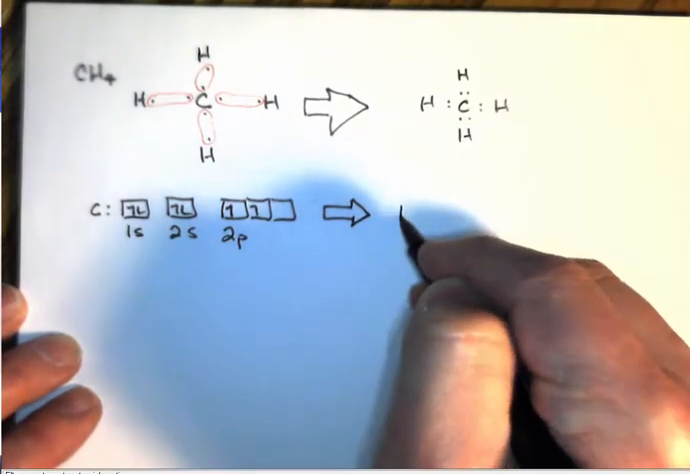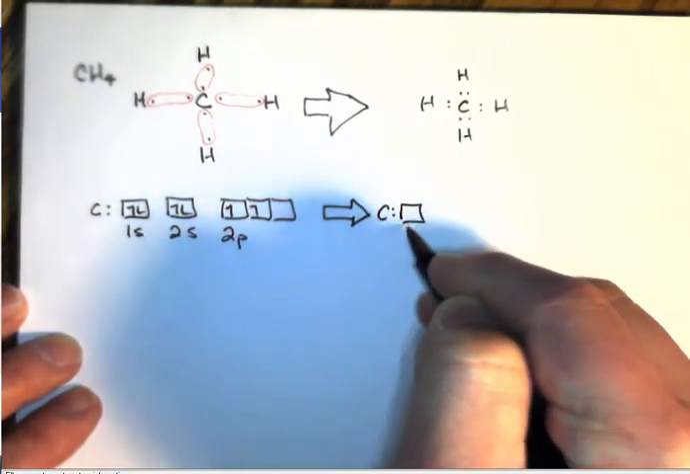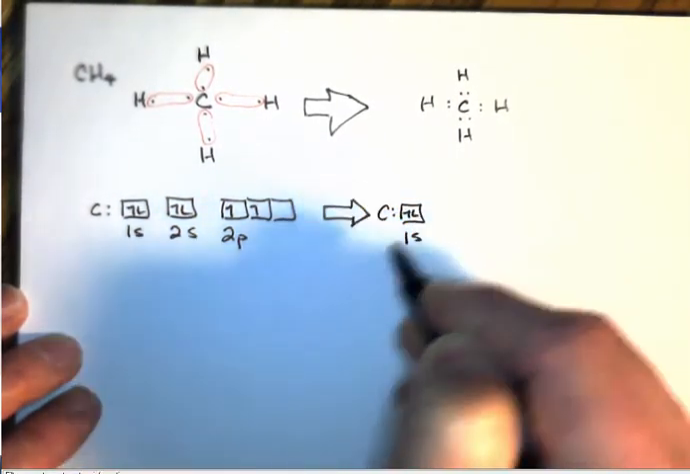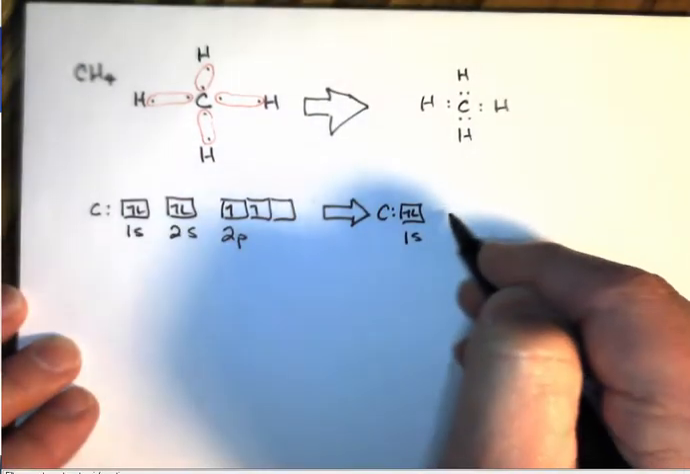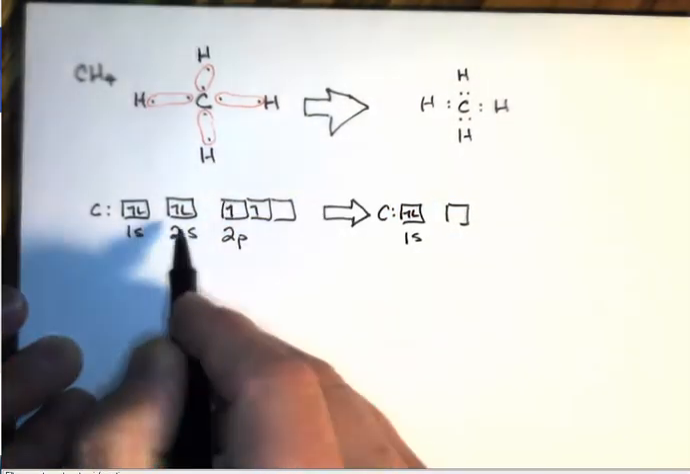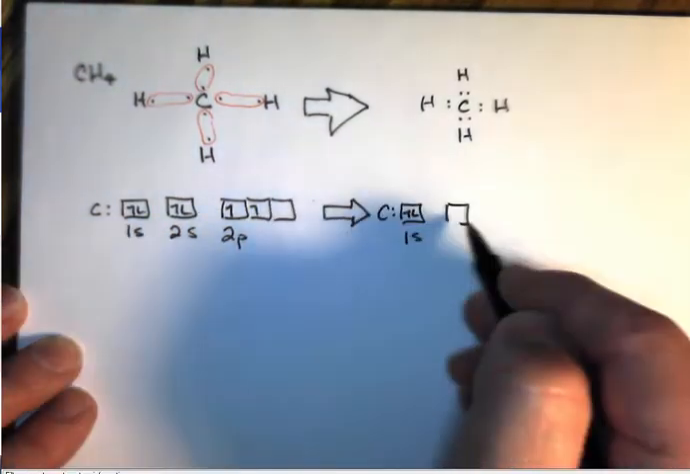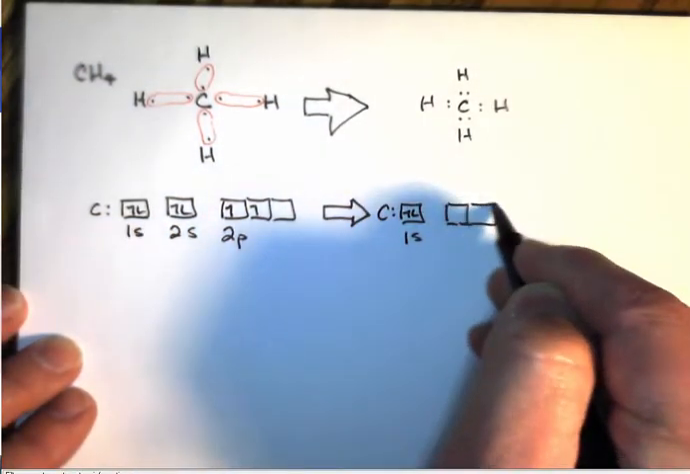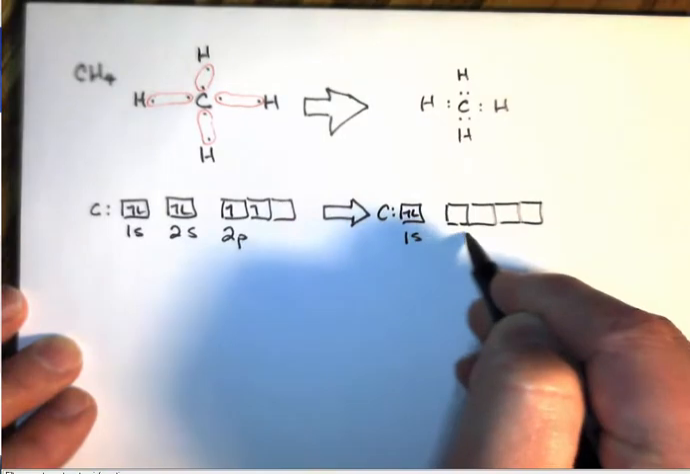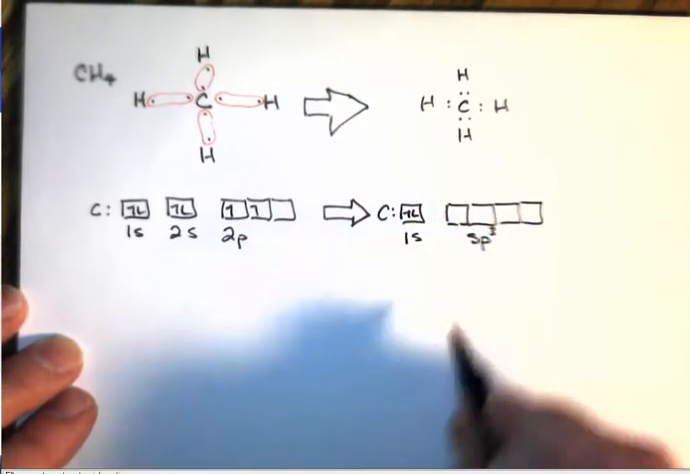And so we're going to take this 1s, we're going to leave it alone because it's not in the valence level. It's not involved in bonding. It doesn't change. And the other 4 orbitals, since we have to hybridize all 4 of these, we're going to join together like this. And this is called sp3.